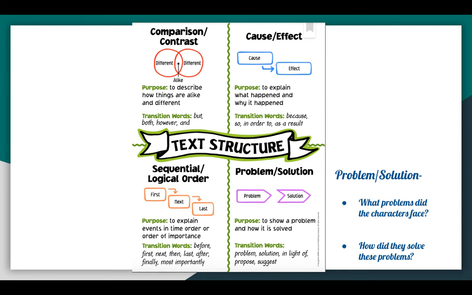Now, I want to talk to you about another way of arranging text. Another way of arranging text is by showing problems and solutions. The purpose or reason an author would use this type of text structure is to show a problem and how it is solved within the text. Authors use transitional words such as problem, solution, in light of, propose, and suggest to indicate problem-solution text structure. When looking at the text structure problem and solution, you can ask yourself questions like, what problems did the characters face? How did they solve these problems?